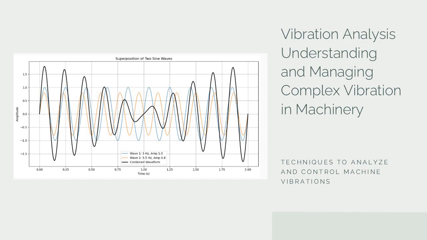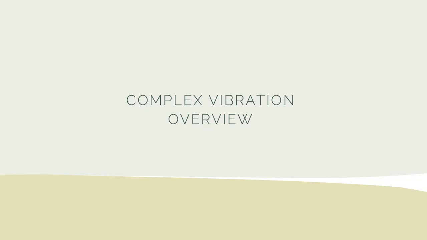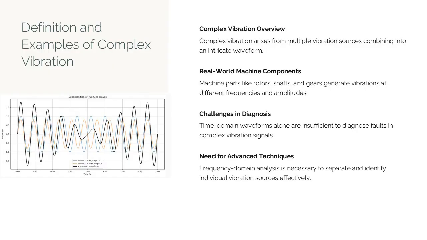Vibration analysis: understanding and managing complex vibration in machinery, and techniques to analyze and control machine vibrations. Definition and examples of complex vibration. Complex vibration refers to the phenomenon where multiple vibration sources combine to produce a waveform that is intricate and difficult to interpret in the time domain.